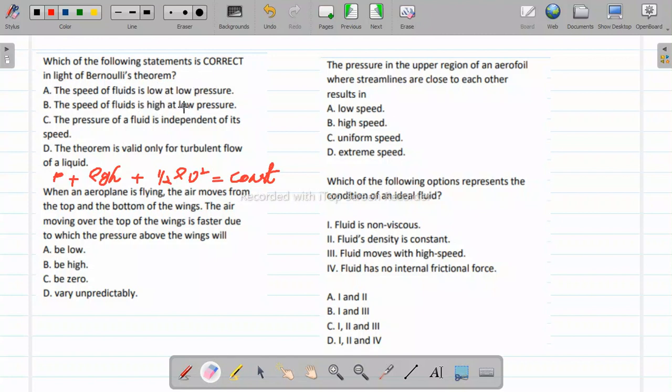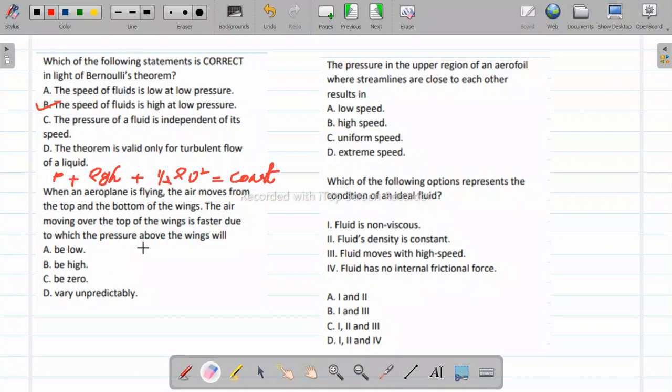Speed of fluid is high at low pressure. Pressure of fluid is independent of its speed? No, it is not, because we just saw an equation which relates pressure and velocity. Theorem is valid only for turbulent flow of liquid? No, I just mentioned that Bernoulli and the continuity equation, all of these are applicable for ideal fluid. And an ideal fluid is one which is based on streamline flow.